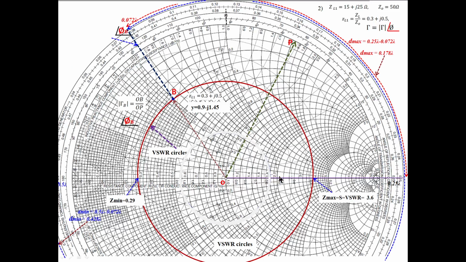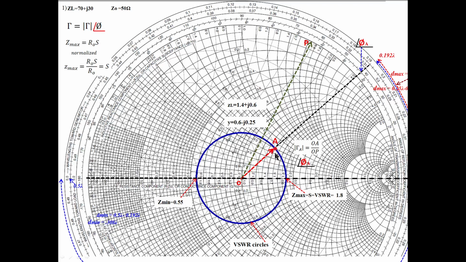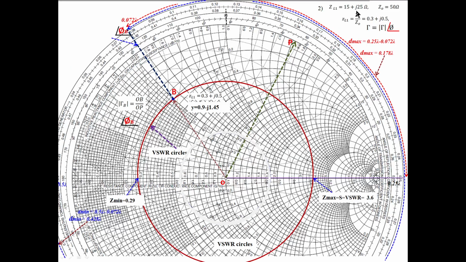See, for another example, for another load, this is a load point here. To find the maxima and minima values, Z maxima and Z minima, you move from here and stop here, read the impedance, that is Z maxima, and it is equal to VSWR also. Next you move further like this, and stop wherever it cuts the horizontal line here. Read the impedance here.